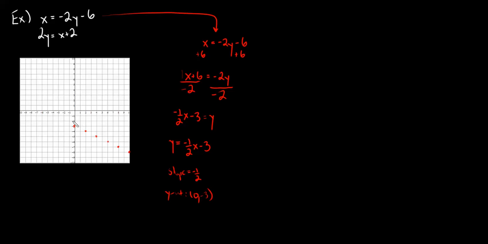And now I should work backwards as well. So up 1, left 2, up 1, left 2, up 1, left 2. Oop, skipped it. Whoops. Up 1, left 2, right here. Up 1, left 2. Up 1, left 2. So that's going to be one of our equations graphed.